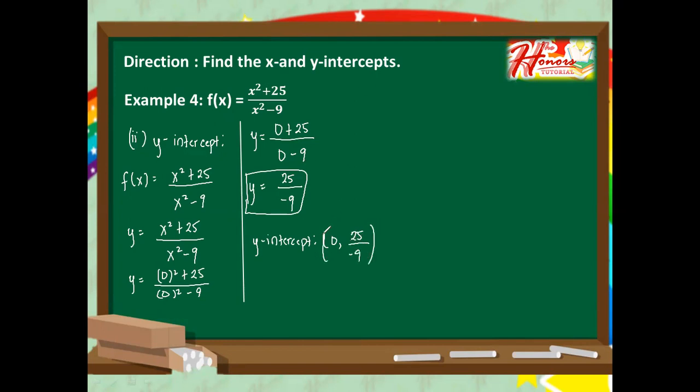Again, we set x's to 0, so that's why the value of x is 0, and we write it at the first number. It is because the first number is always the value of x for the coordinates. And then we place the value of y, which we have solved earlier, at the second number. It is because it is always y at the second place for the coordinates. So again, y-intercept is equal to 0 and 25 over negative 9.